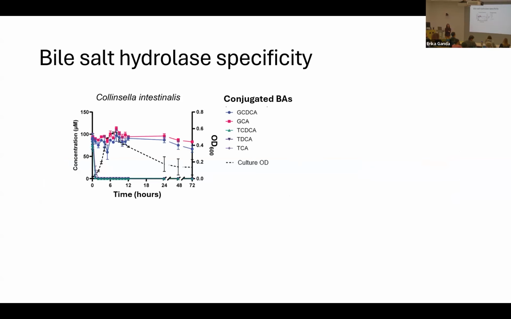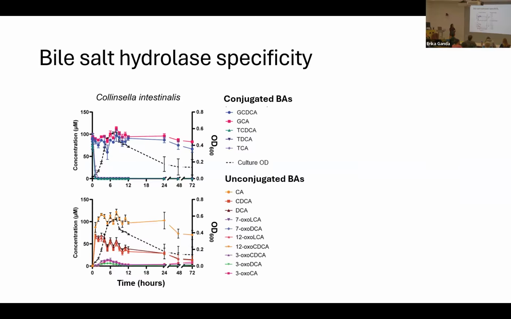In contrast, we had bile salt hydrolases that were much more specific. In this case, we have Polynucleobacter intestinalis. It deconjugated only the taurine-conjugated bile acids, so the TCA, TCDCA, and TDCA. These bile acids disappeared from the media concurrently with the appearance of our unconjugated primary bile acids. And then what we also see that follows is 3-oxo bile acid production.